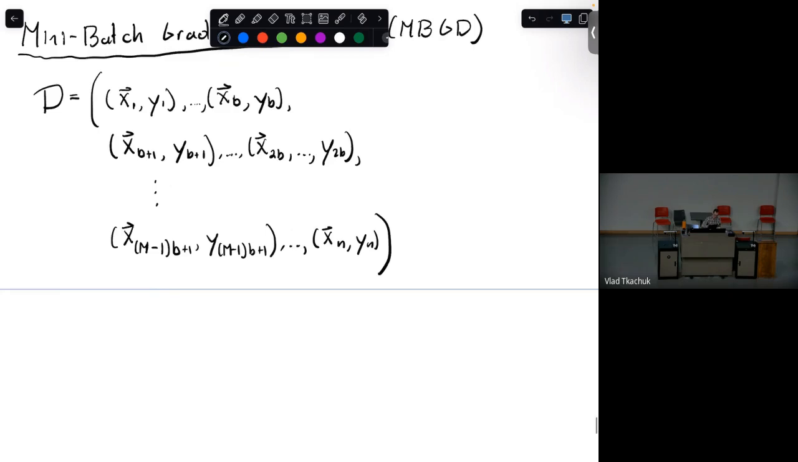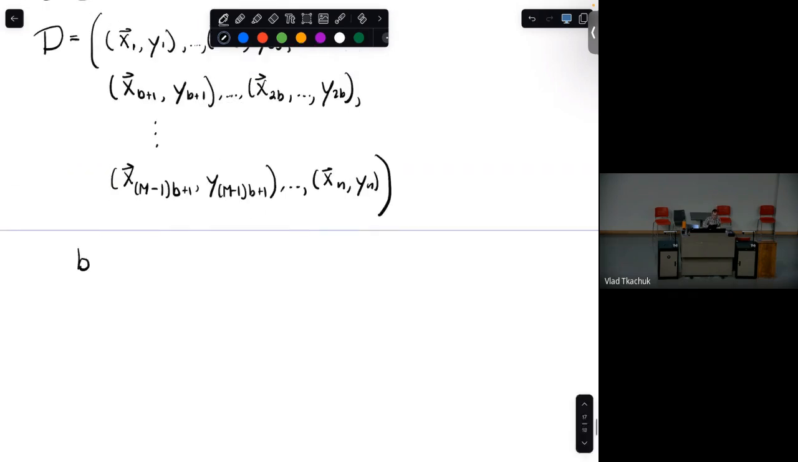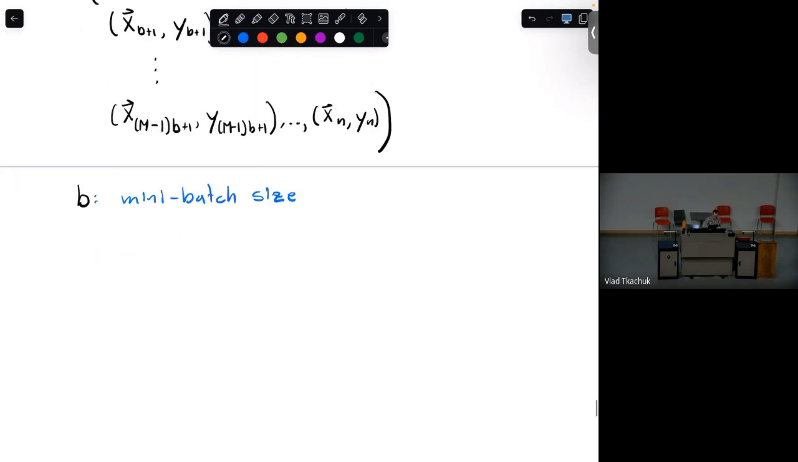And now I tell you the terminology. This b is called the batch size, or actually, you should really call it the mini batch size. So these chunks are called mini batches. This is the mini batch size. And then, of course, if you have the mini batch size and the amount of data, you can take n and divide it by b. For now, just assume this is divisible into an integer. And that's m. That's going to be the number of mini batches. Should make sense.